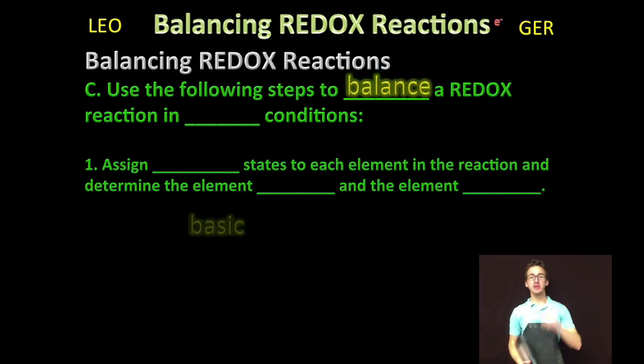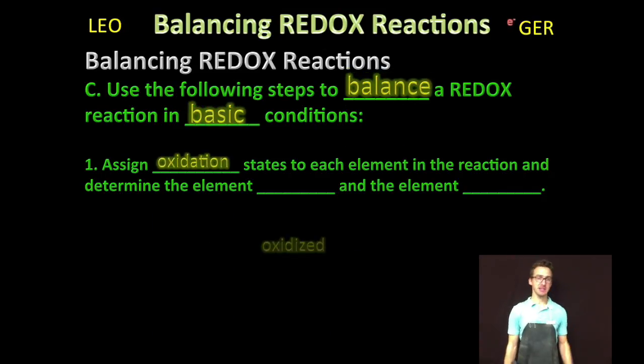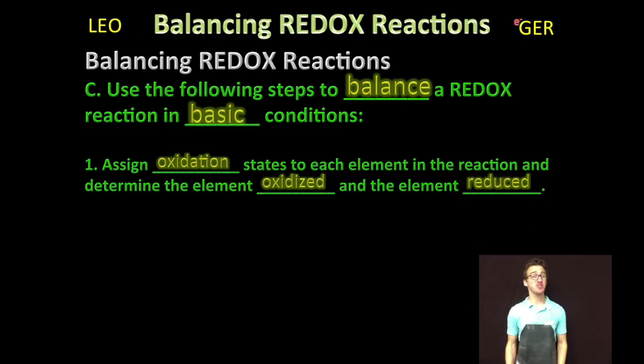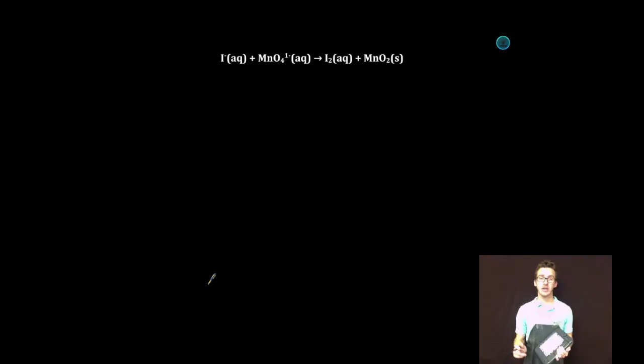Alright, now let's take a look at balancing in basic conditions. The process is really similar, just one added step. Let's take a look at this reaction between iodide ion and permanganate ion in basic solution as an example to balance a reaction occurring in basic solution.